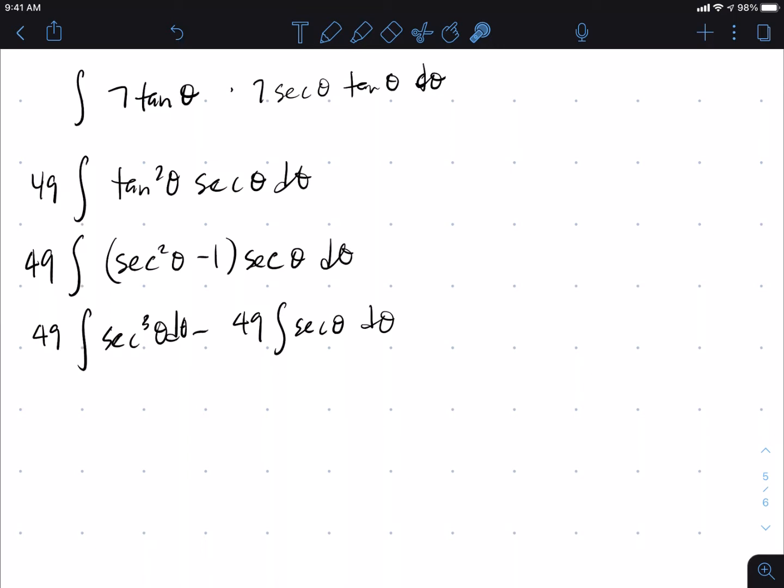How did you get the cube? What is secant squared times secant? Oh, okay. Oh, you distribute. Mm-hmm. Okay. And we did this one in the notes. Isn't this a repeater?